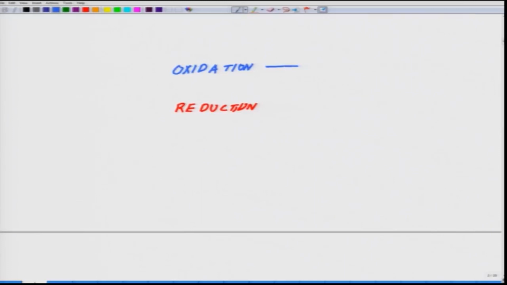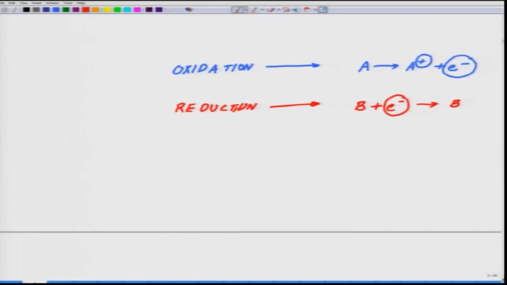Oxidation is a process whereby some material, I say A, donates an electron and attains a positive charge. Okay. So, this is the electron which A is donating, and this is the positive charge which it is attaining. Similarly, reduction is a situation where a material accepts an electron and becomes either negatively charged, or if it is in a positive state, it will become neutral. So, accepting an electron is a process of reduction, oxidation is a process of donating an electron. So, you are giving away an electron and you are accepting an electron.